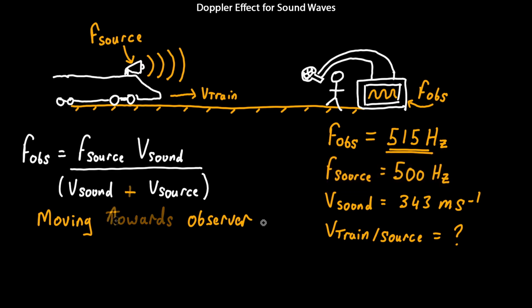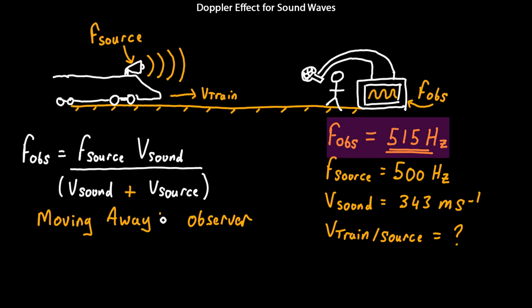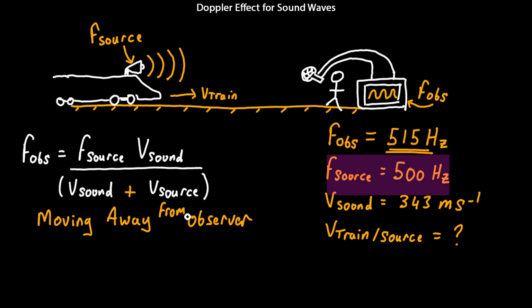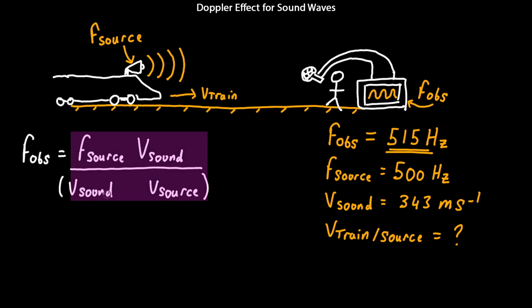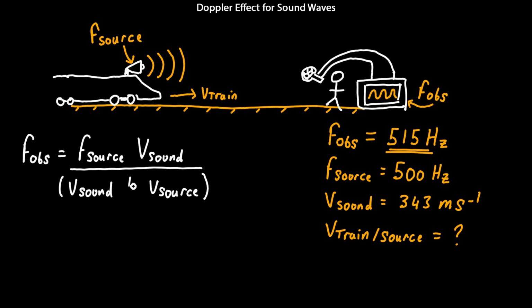Now, if the source of sound is moving away from us, the observed frequency will reduce and will be lower than it is at rest. So this means that we must use the positive sign in the denominator. By using the positive sign, we increase the size of the denominator because we're adding to the velocity of sound, and this will decrease the overall size of the fraction on the right-hand side. So pause the video and use this information to calculate the speed of this train. We'll go through this step by step in a minute.